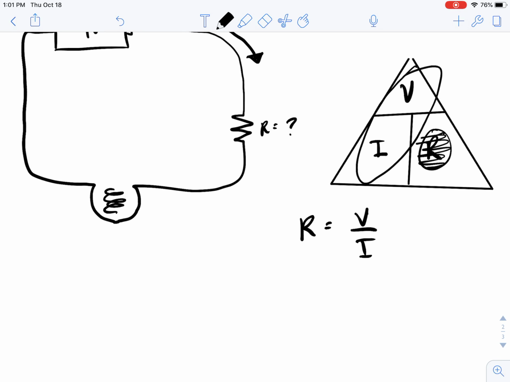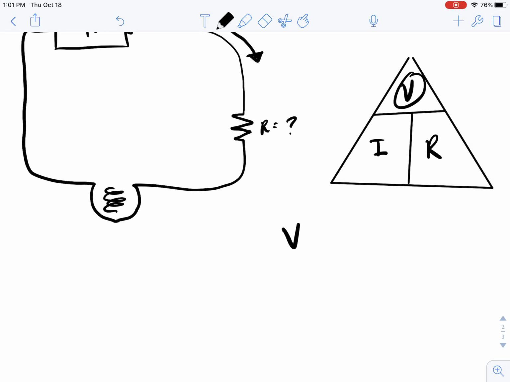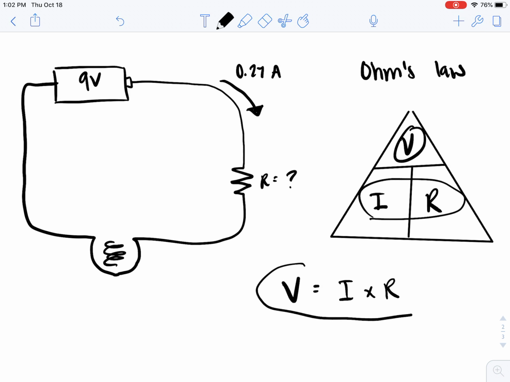And let's say you don't know voltage. So let's rewind all of that. And let's restart for voltage. Let's say you don't know voltage, so you set V is equal to, and you see that I and R are next to each other, so that'd be I times R. And this is actually Ohm's law right here.